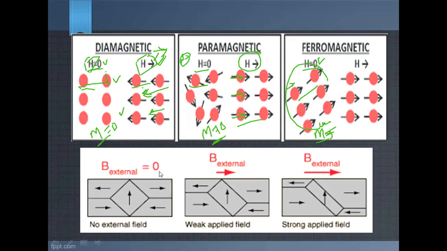You can also observe here the field is zero. This is a kind of diamagnetic. The external field is in this direction, and they try to align in this direction. In the case of a strong external magnetic field, they try to align in this. So: no field, weak field, strong field. When you have a strong field, most of the dipoles try to align in the field direction.